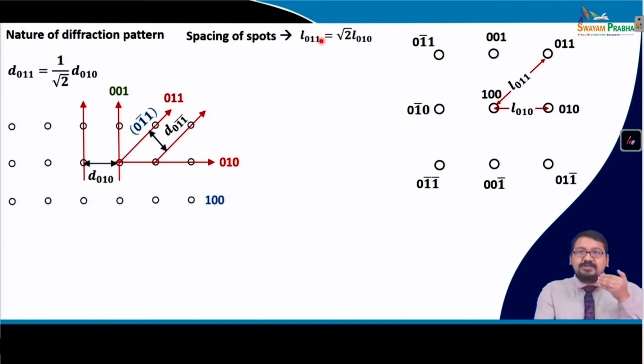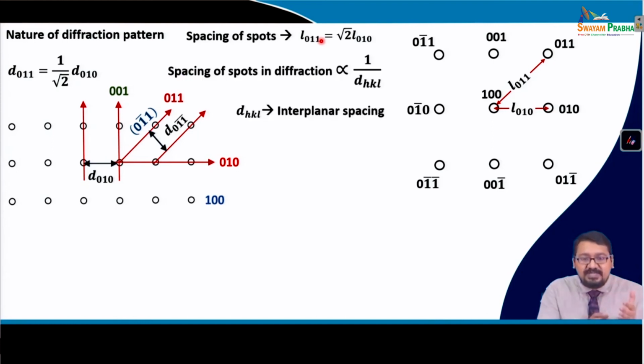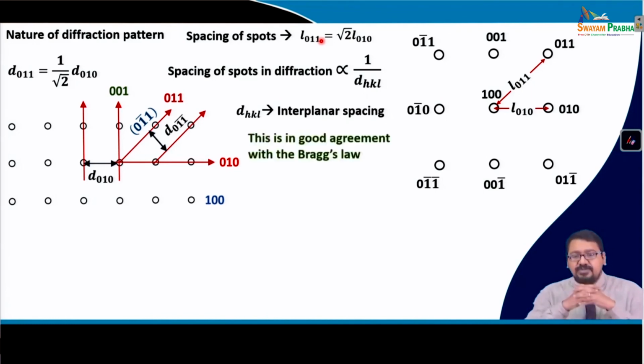So, the distance of the spots in the reciprocal lattice space is inversely proportional to the distance of the planes in the real lattice space, right. And the spots in the reciprocal lattice space are basically the planes only. So, you can see that the spacing of the spots in the diffraction is inversely proportional to the interplanar spacing, not the lattice spacing, interplanar spacing. So, actually this is in very good agreement with Bragg's law.